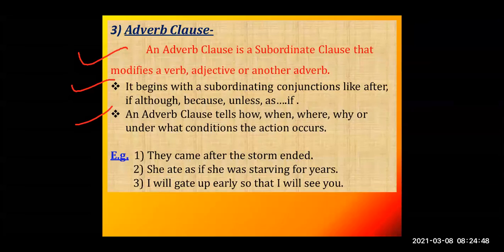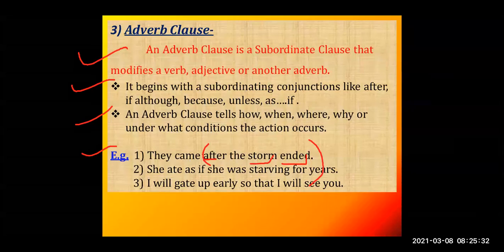For the first example: they came after the storm ended. In this sentence, storm is the subject, ended is the verb, and it begins with a subordinating conjunction, that is, after. It modifies the verb came. So after the storm ended is our adverb clause. Get it? Second, she ate as if she were starving for years.